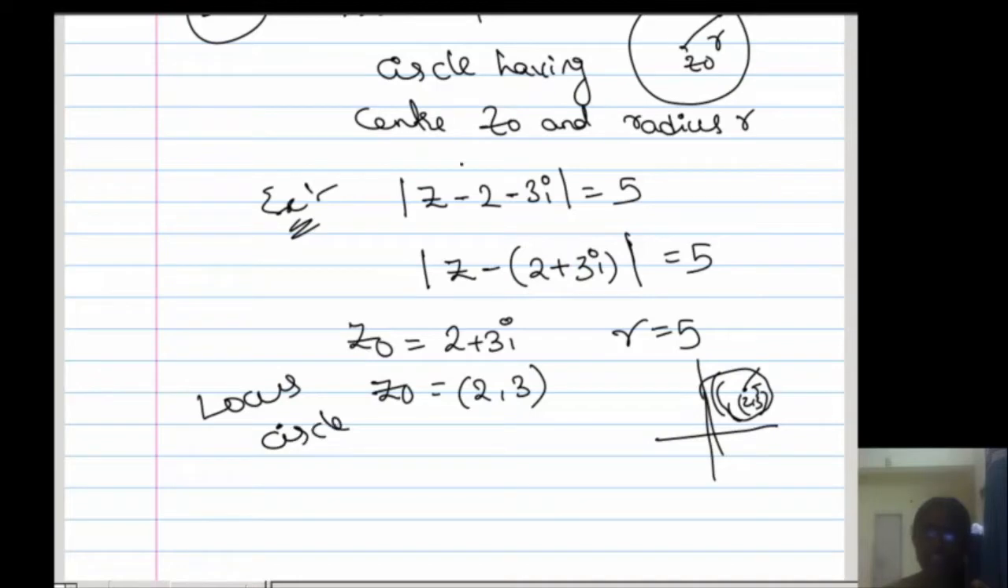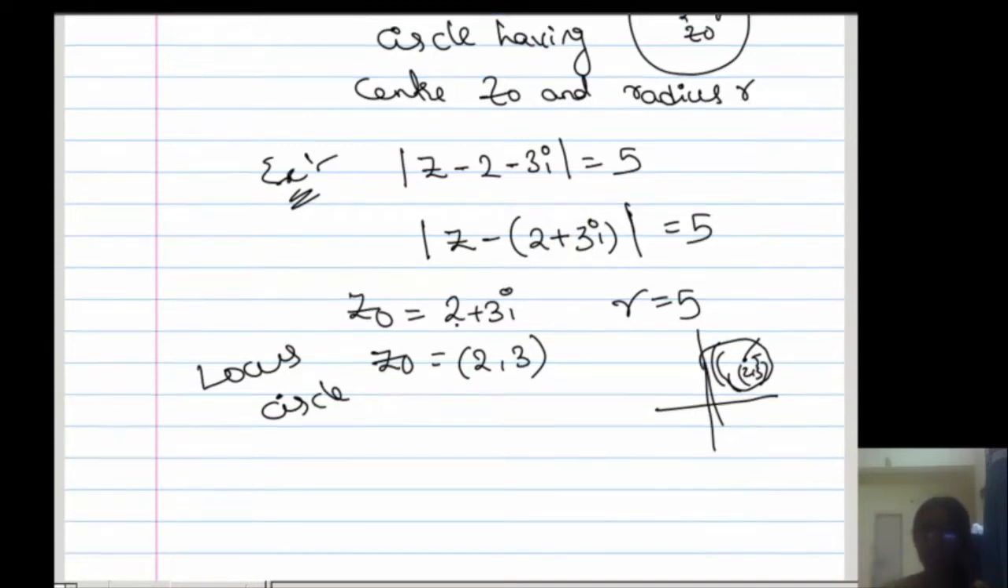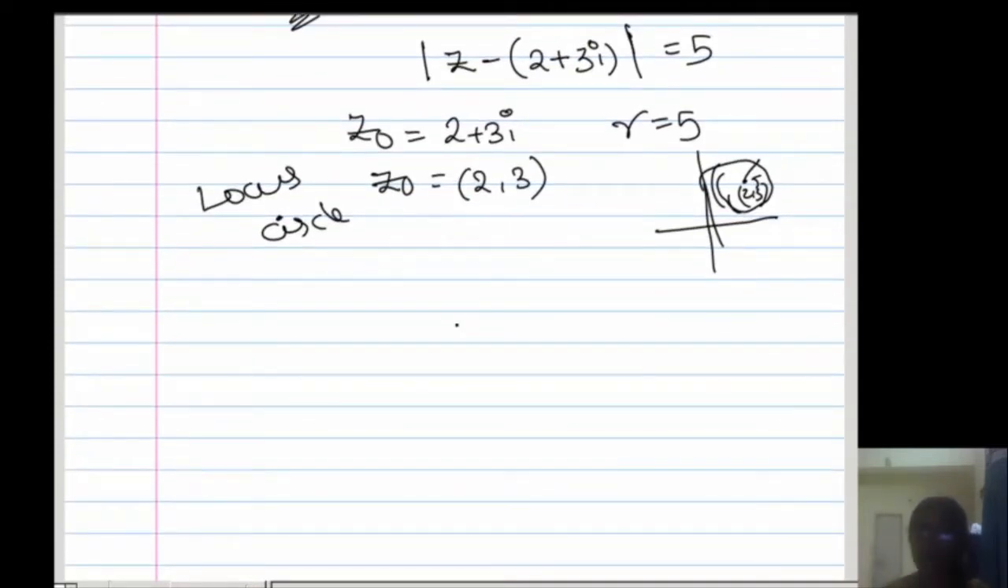Not only this, if you substitute z equal to x plus iy, take the real part and imaginary part, mod means under root of real part square plus imaginary part square. If you simplify, finally you get the same result. In objective questions, if you remember like this, directly without any simplification you can understand that the center is 2 comma 3 and radius is 5. Otherwise, substitute z equal to x plus iy and simplify; you will also get the same locus, that is a circle.